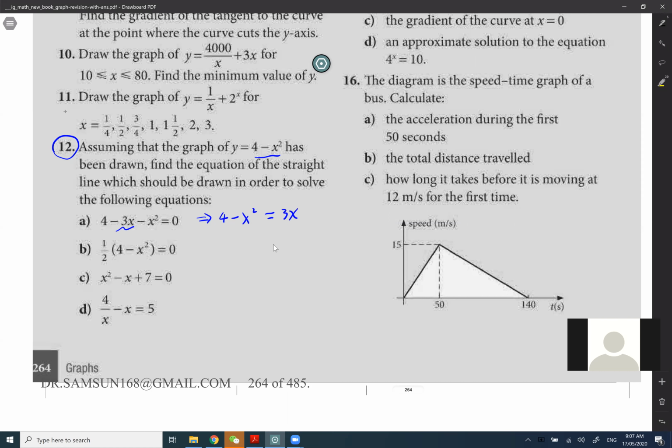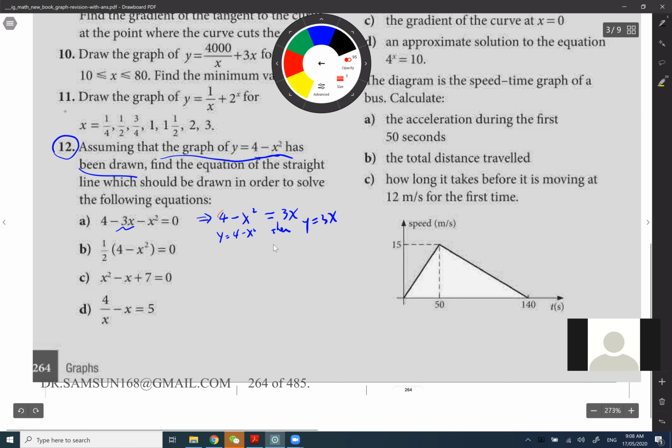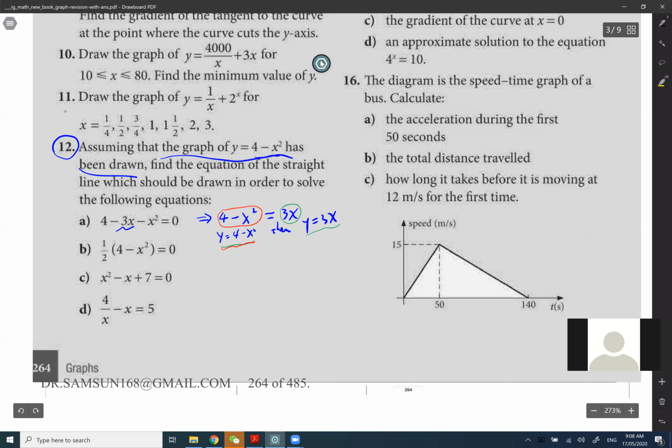Now we have the graph. We have y equals 4 minus x squared here already. The graph has been drawn. The other graph will be y equals 3x. One graph for the left part, one graph for the right part. This is question A. You need to do some rearrangement. Rearrange it. You know which graphs.